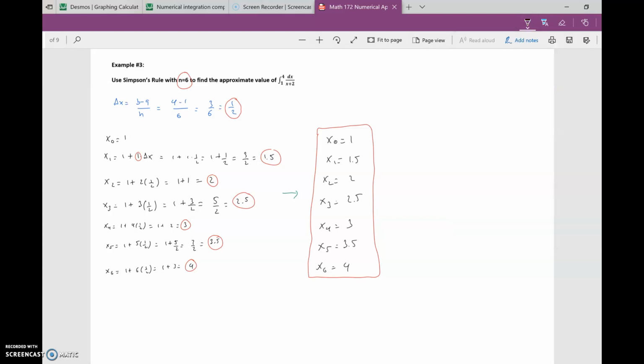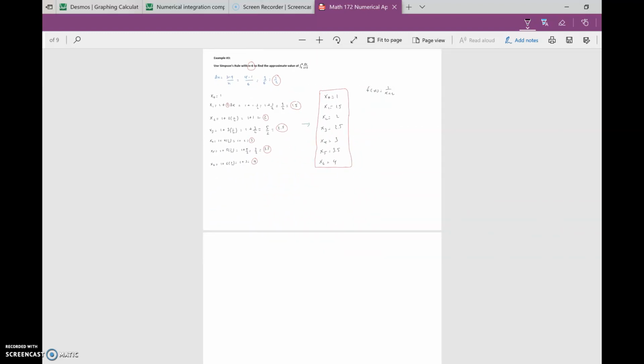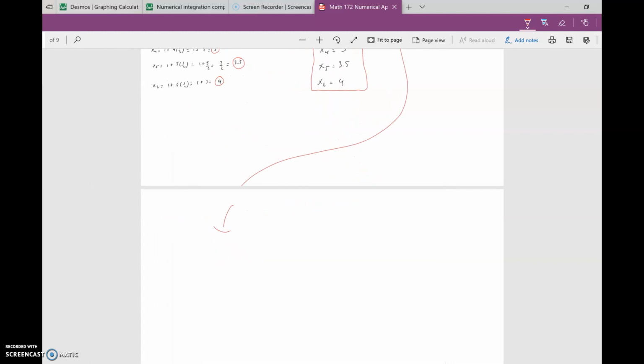Our function, remember, that we're going to be using is technically 1 over x plus 2. Okay, so let me go into the next page so that we can actually plug it into the formula. So from here, we're actually using Simpson's rule with n is equal to 6.